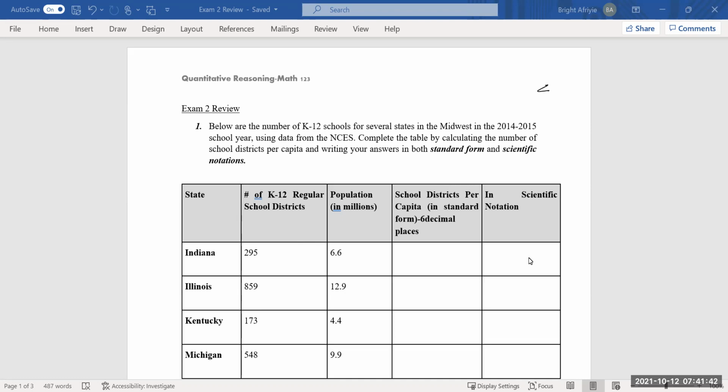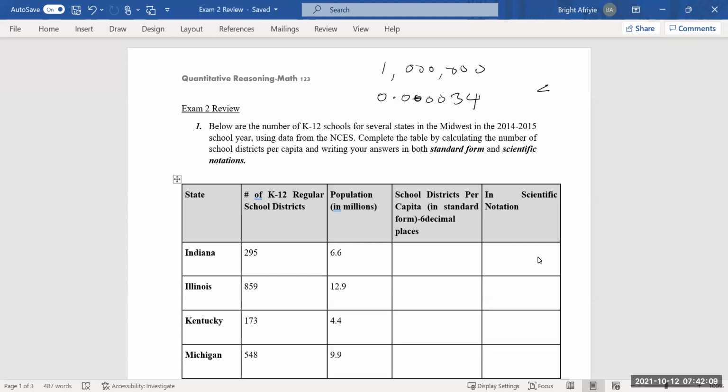Now we know that when we talk about standard form, that's the original state of numbers. So for instance, this is numbers in standard form. And this decimal, if I write this decimal, this is also in standard form. Is that okay? Now we're going to write the per capita in standard form and then change them into scientific notation.